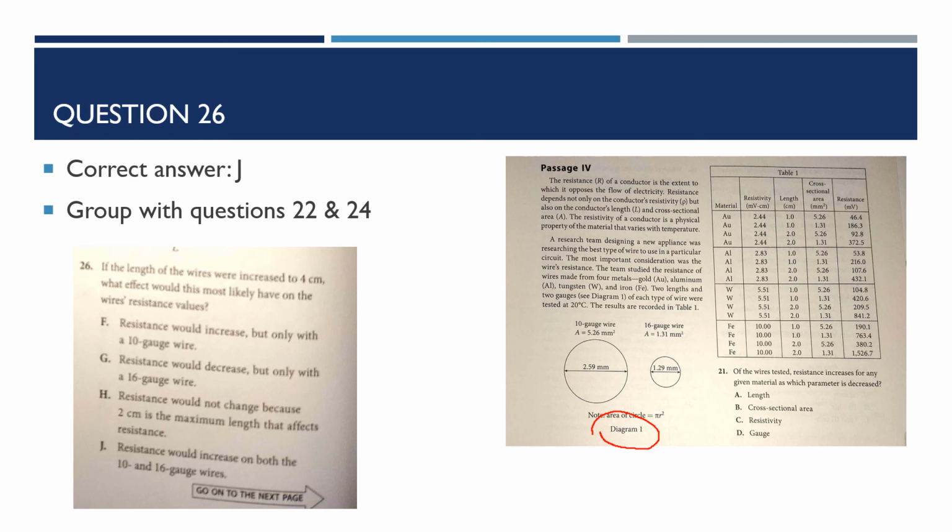Correct answer is J. And like I said, that has to do with looking at diagram 1, and then it also requires us to look back at table 1, and we're looking at resistance, and then we're looking at length. So we see that resistance increases for all metals when length increases.